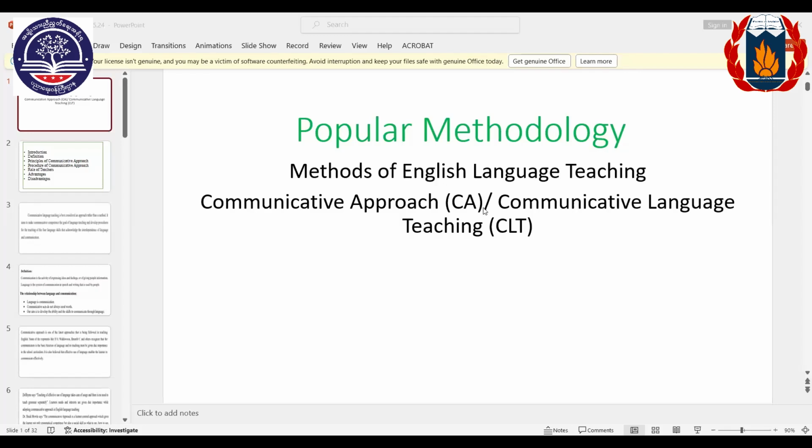A popular methodology of communicative approach or communicative language teaching. And this topic is not strange to you, and most of you will be familiar with this topic if you learn widely, right? So tonight's session is about the communicative approach or communicative language teaching. These two names are used interchangeably, right?